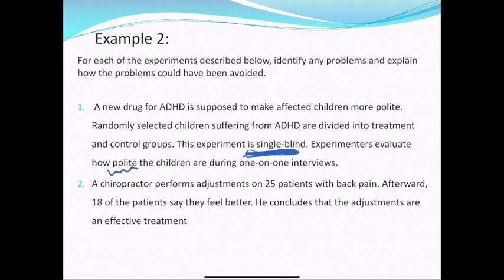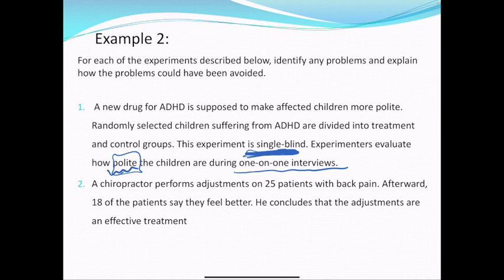Polite is subjective. Also, if they know which students are in the group that actually got the treatment, they could talk to them more gently during those one-on-one interviews, or automatically just rate them polite because they think they should be, because they're getting the drug. So this has a lot of problems, but it could be fixed by double blinding.